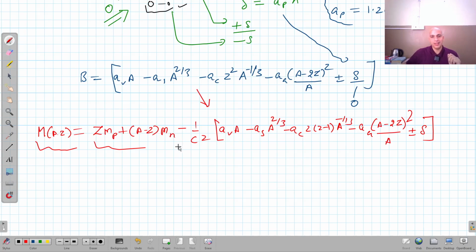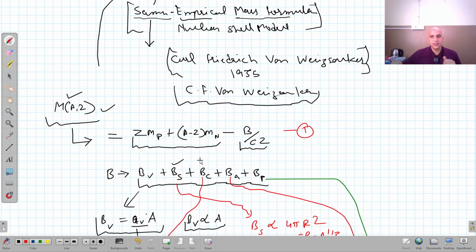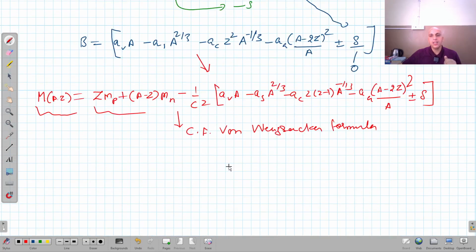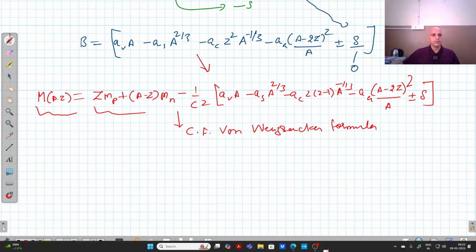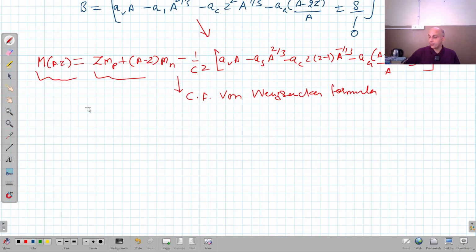This formula is known as the Bethe-von Weizsäcker formula, as I told you in the beginning, or we can also say the semi-empirical mass formula. So I told you in the beginning that I am going to develop this formula, the Bethe-von Weizsäcker formula, or semi-empirical mass formula. So now I am going to discuss the applications of this semi-empirical mass formula.